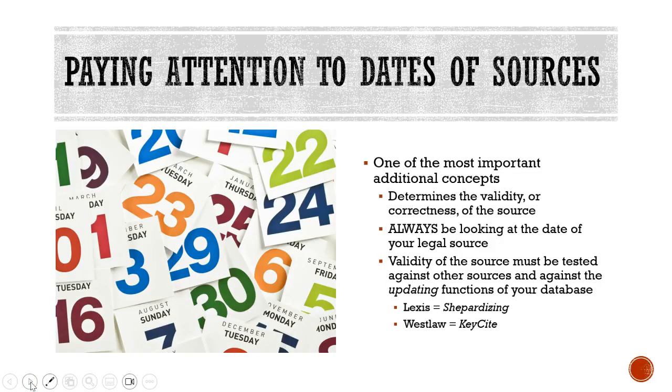Dates of sources are extremely important, and we'll use this concept later in the lecture to understand Shepardizing and KeyCite. You're always going to be looking at the date of your legal source. This applies to both legislation and case law. It helps determine the validity or correctness of the source. You can test it against other sources, maintaining and updating using the functions of the database, which are Shepardizing in Lexis or KeyCite in Westlaw. And there are some other little tricks and tips to do that too.